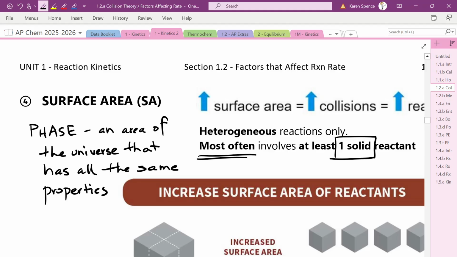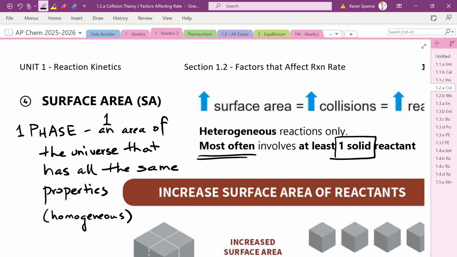In other words, if it has all the same properties, it is homogeneous. So if you have one phase, you've got one area of the universe that has all the same properties. That is homogeneous. You might have a block of aluminum. It's all the same. Aluminum always has the same density. It's always silver. It's got the same melting point. There's nothing different in any piece of that aluminum.